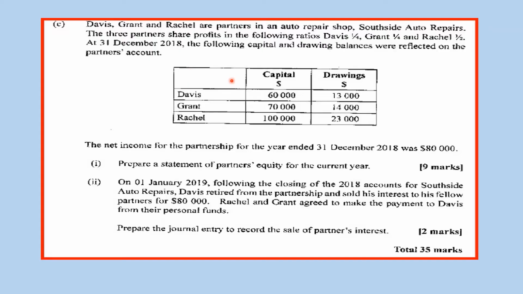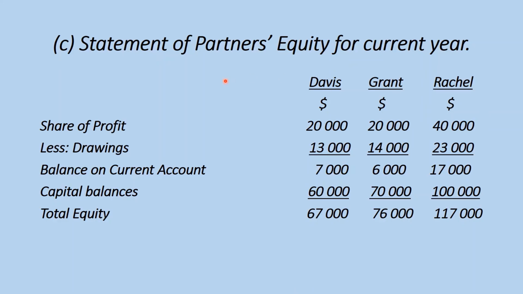We will look first at the equity. The three partners share profits in the following ratios: Davis a quarter, Grant a quarter, and Rachel a half. At 31st December 2018, the following capital and drawing balances were reflected on their partners' accounts. The statement of partners' equity for the current year, the share of the profit 80,000, shared quarter, quarter and a half, it was 20,000, 20,000, and 40,000.